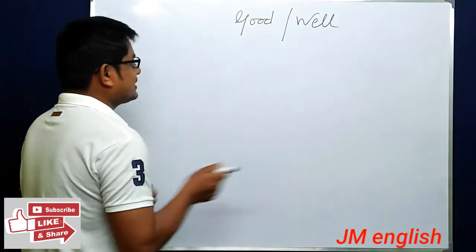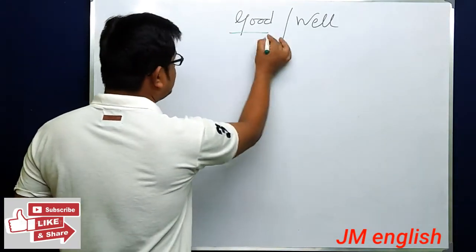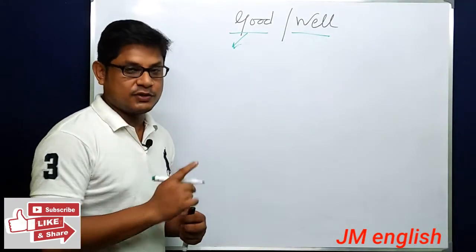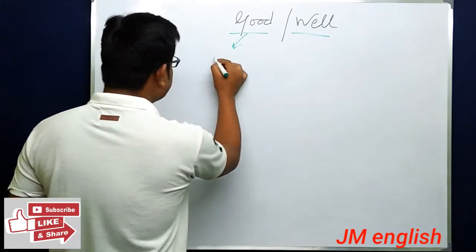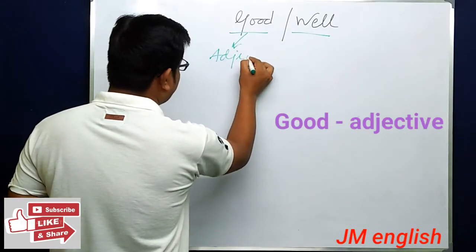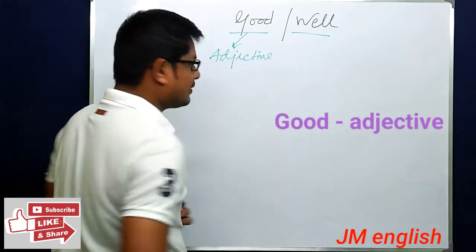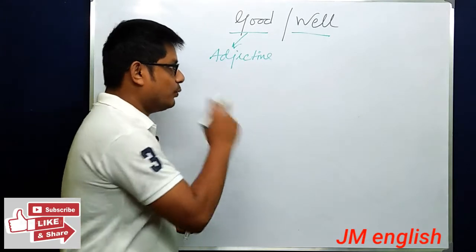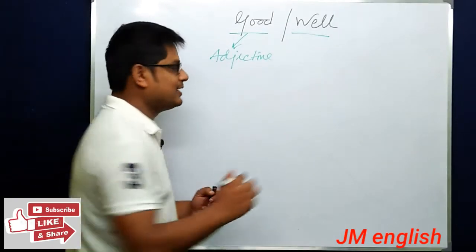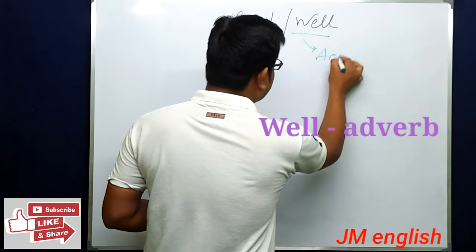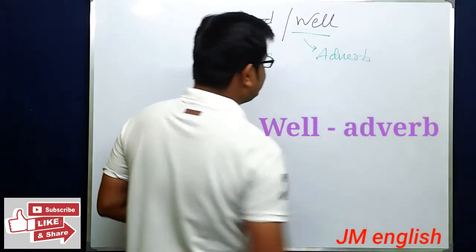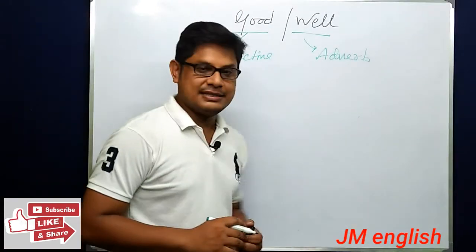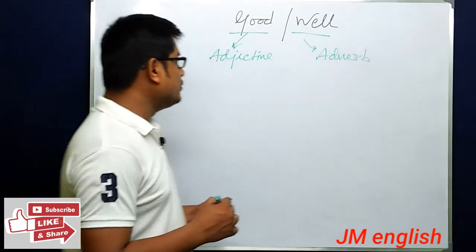At first, let me explain one thing. Good and well, you have to know the parts of speech of these two words. Good is an adjective. Good, this word is an adjective, but well is not an adjective, it is an adverb. Clear? So good is an adjective and well is an adverb. So you know it very well.